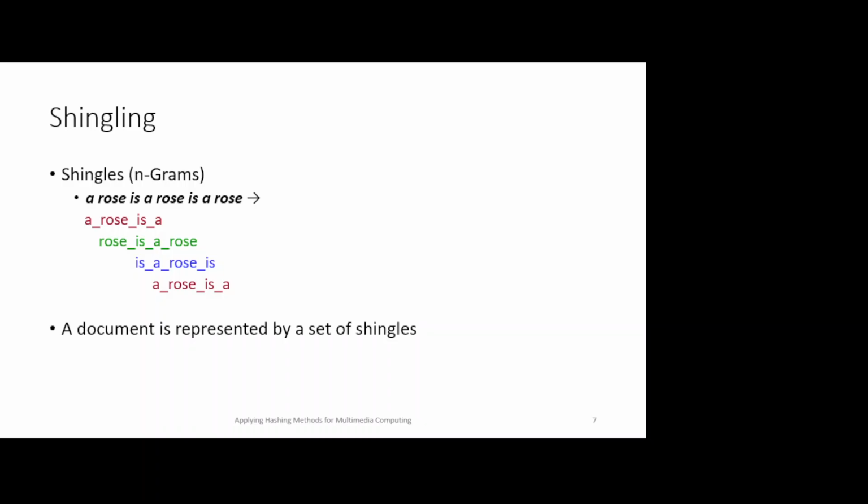Based on these n-grams, a document can be represented by a set of shingles. This is the first shingle, the second, the third. This one is the same as the first. So in this case, there are three different shingles.